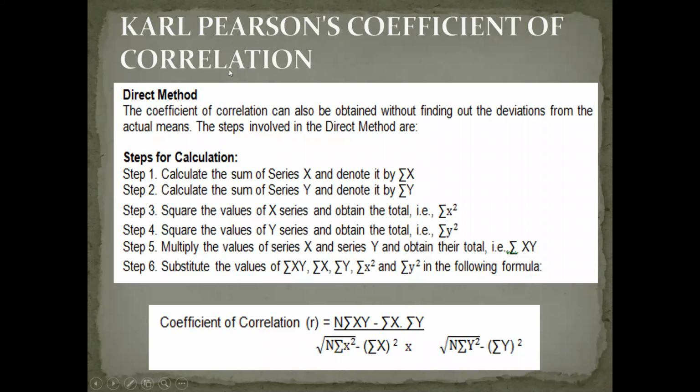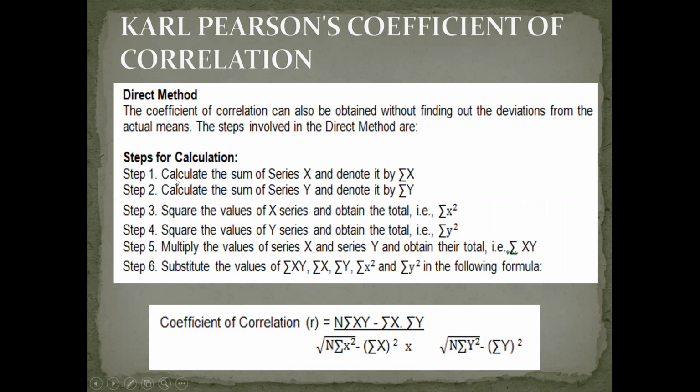Let's move towards the next method of calculating Karl Pearson coefficient of correlation, that is the direct method. The coefficient of correlation can also be obtained without finding deviations from the actual means, and the steps involved in the direct method are: we have x and y series given.